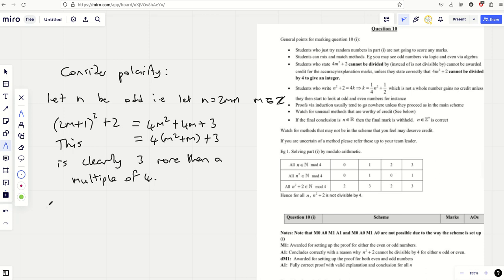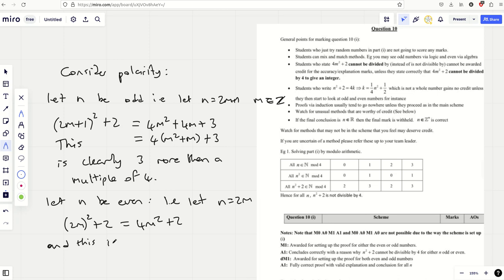And then I just say let n be even, i.e., and this is very similar to your one, let n equal 2m, and I just have 2m all squared plus 2, and that's going to give me 4m squared plus 2, and this is 2 more than a multiple of 4. And hence not a multiple of 4.